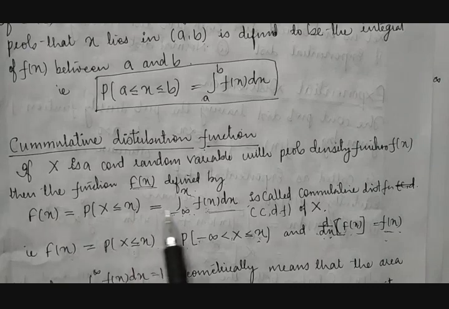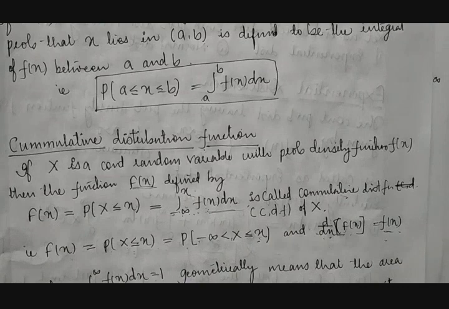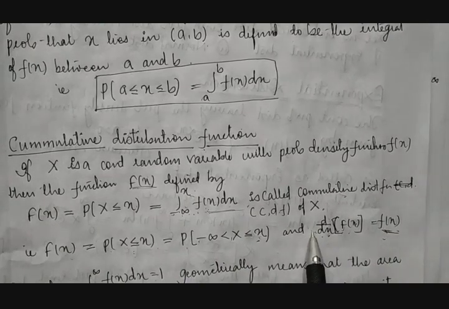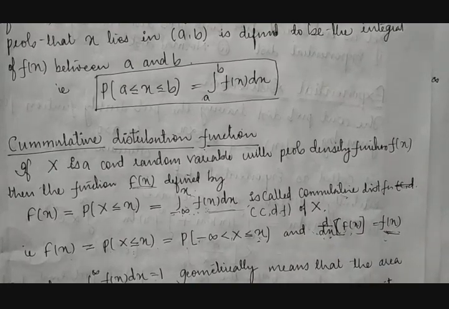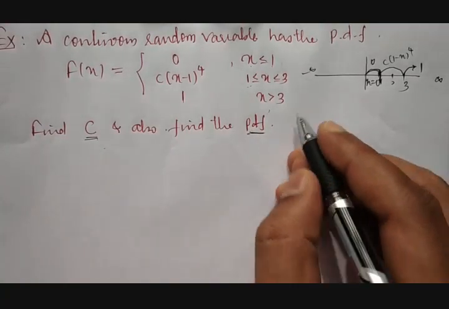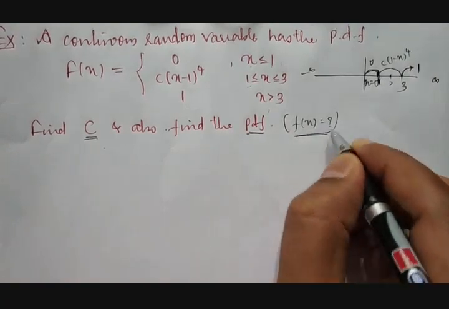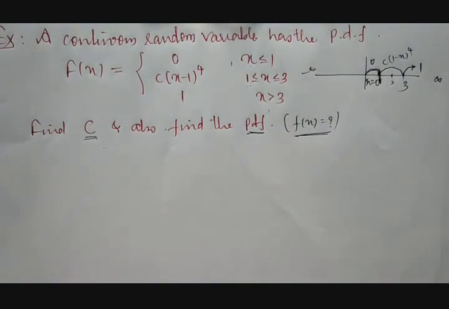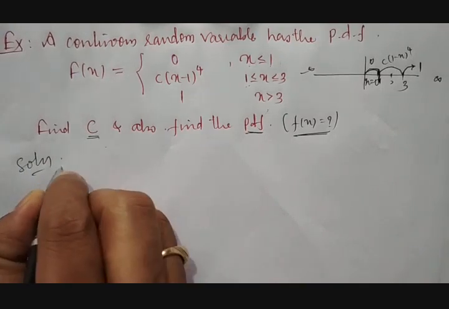We know the cumulative distribution function: capital F of x is equal to integration between minus infinity to x of f of x dx. This is called cumulative. Or else, if you want to get small f of x, we need to differentiate capital F of x with respect to x. Then we will get the probability density function. So now we are moving from capital F of x to small f of x. Therefore, let us go through the solution.